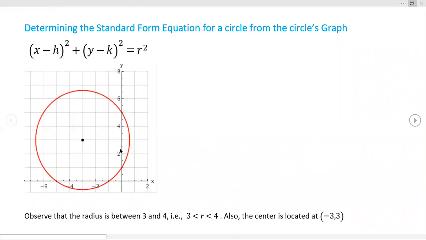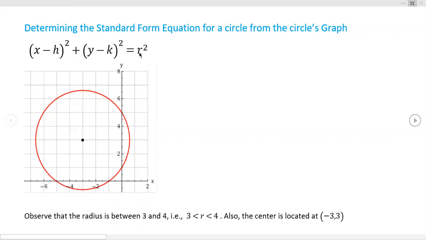And so we're actually going to try to pull back from the graph to fill in the numbers for this standard form, what they call the standard form. Now, I didn't write all this down, but H and K are the coordinates of the center. H is the X coordinate of the center. K is the Y coordinate of the center.